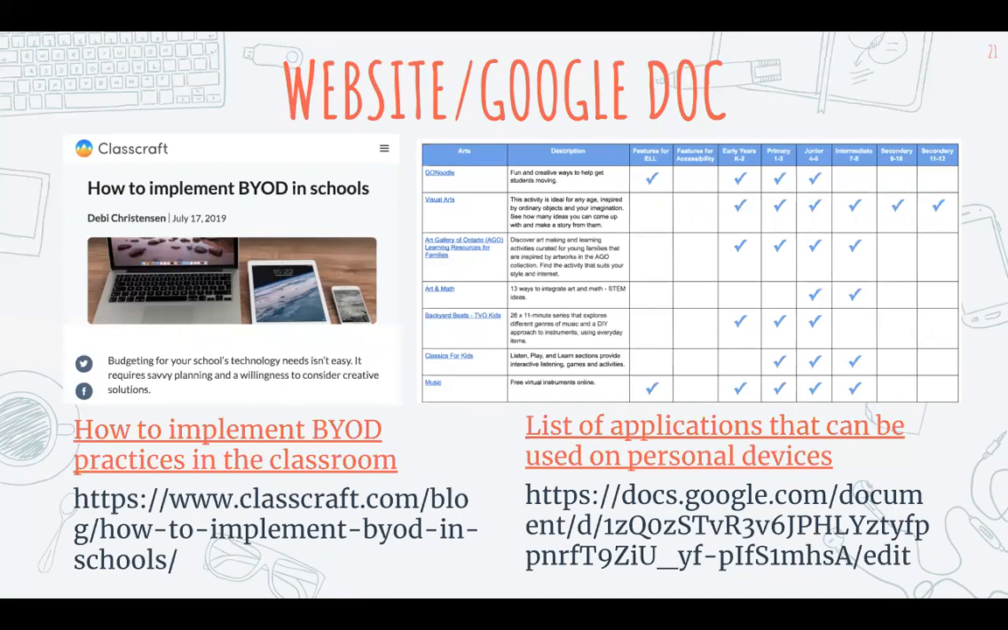On the left here, I have a website called Classcraft, and it gives teachers various ways to implement technology in things such as lesson planning and collecting formative assessment. On the right here is a list of applications developed by the Peel District School Board that can be used in the online setting as well as on children's personal devices.